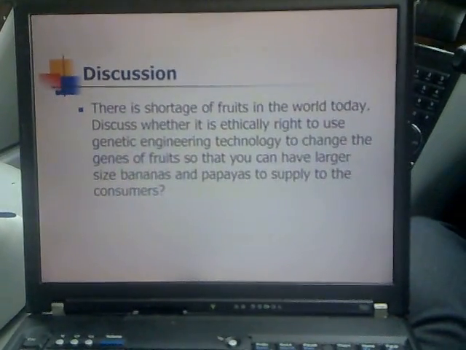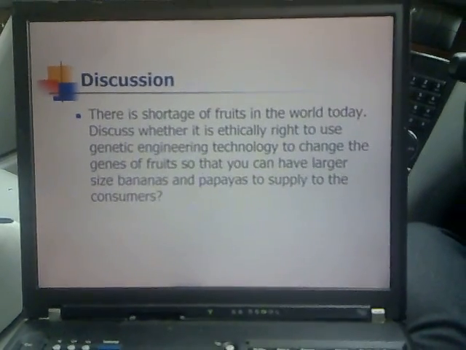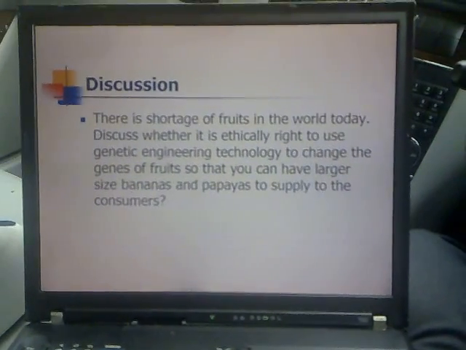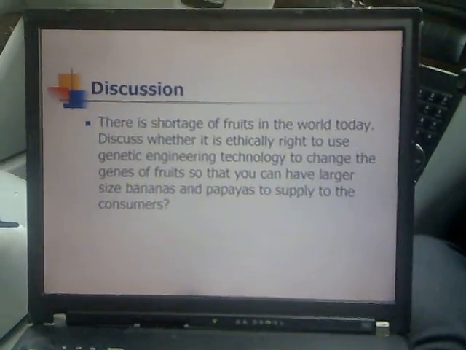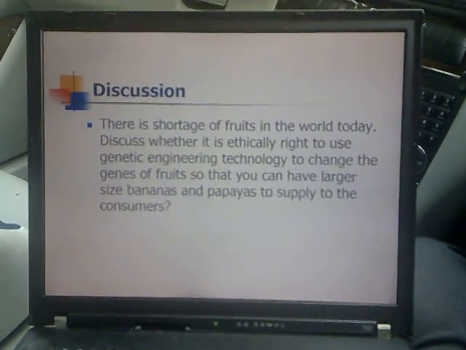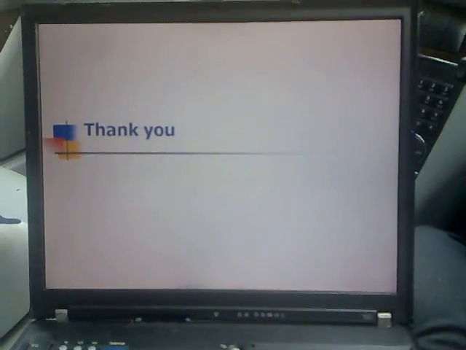Let's say there's a shortage of fruits in the world today. Do you think it's ethically right to genetically engineer the technology to change the genes of fruits so that you have larger papayas, larger bananas to cope with the increased demand? But think of it, you know, if you create a larger papaya, will you cause environmental problems in that?